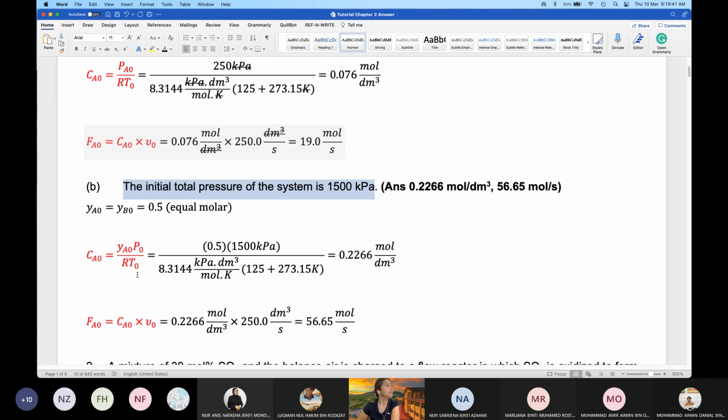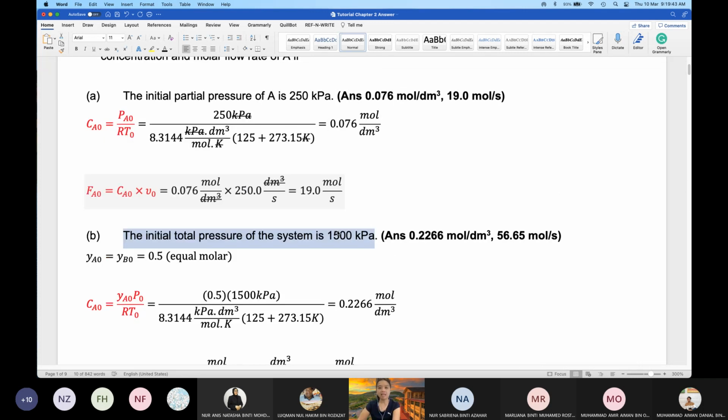So what's the difference between part A and part B? In part A, they give us the initial partial pressure of A, meaning 250 is the pressure that is from A and only A. In part B, they tell us the initial total pressure of the system is now 1500 kilopascal. So this 1500 kilopascal is the pressure that comes from A and B. So you don't forget this part.